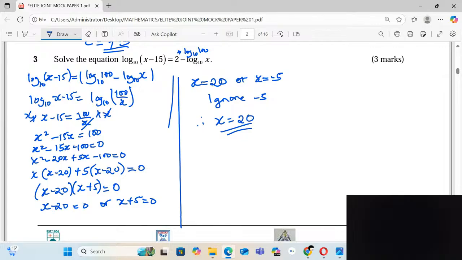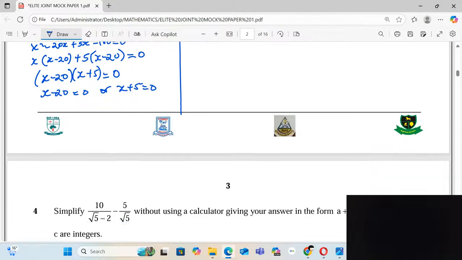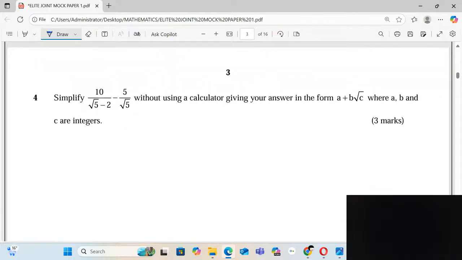Now that is number 3. Straight to number 4, which is SADS. Without simplify, 10 over root 5 minus 2 minus 5 over root 5 without using calculator, giving your answer in the form a plus b root c, where a, b, and c are integers.